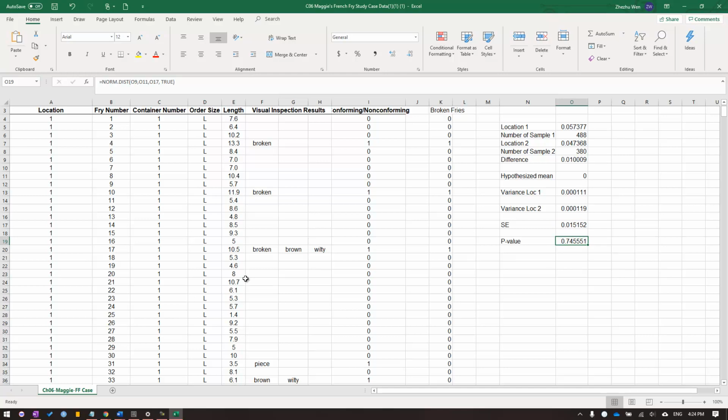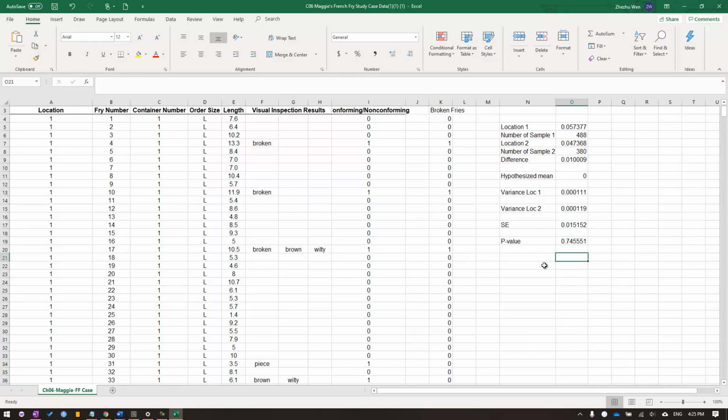So what does it tell us? It tells us how likely it is for you to draw a sample like this, given there is no difference between the two groups. It turns out that it's fairly likely that you can draw a sample result like this.